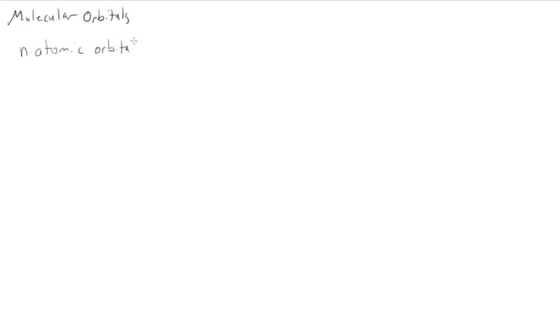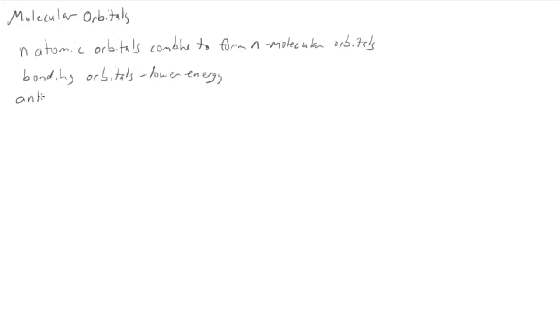Let's look at molecular orbitals. If we start with n atomic orbitals, they'll combine to form the same number n of molecular orbitals. If they form bonding orbitals, those will be lower energy. If they form antibonding orbitals, they'll be higher energy than the original atomic orbitals used to form them.